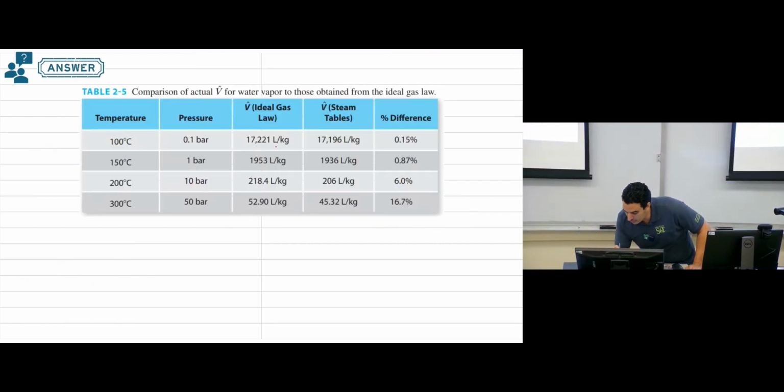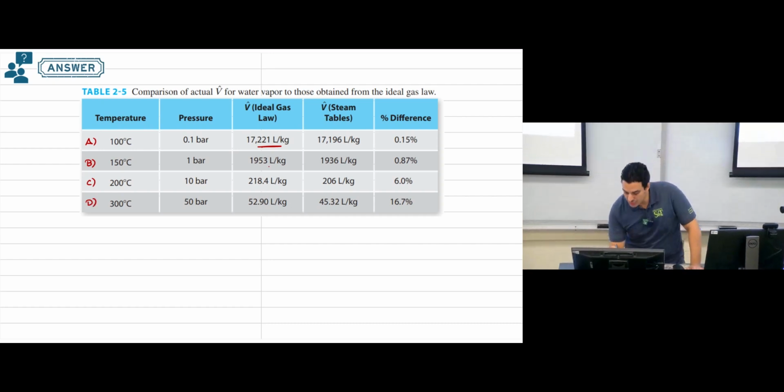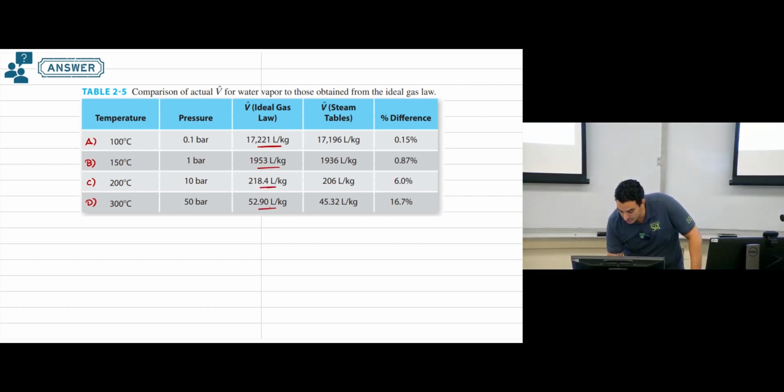So this is the value of the specific volume for requirement A. This is the conditions at requirement B. These are the conditions C. These are the conditions D. So these are all the answers we have for the problems.